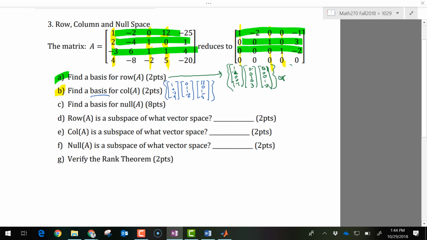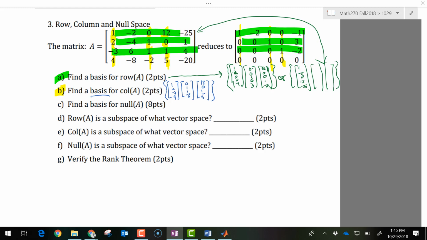Remember, you could just take the rows from the original set. So that's (1, -2, 0, 12, -25), and then I'll just put etc. here. For the column space, it has to come from the original matrix. That's a good point. Pedro said if you don't want to confuse yourself, just get the information from the original matrix.